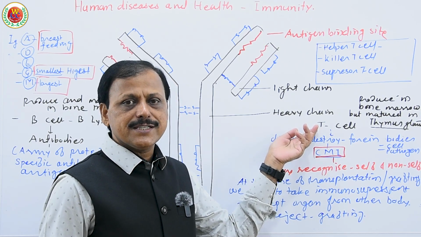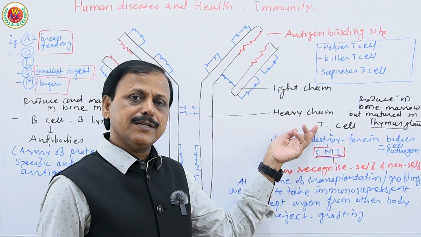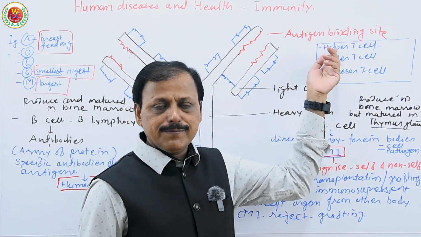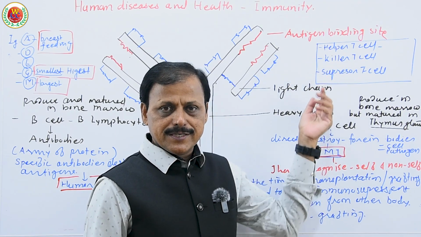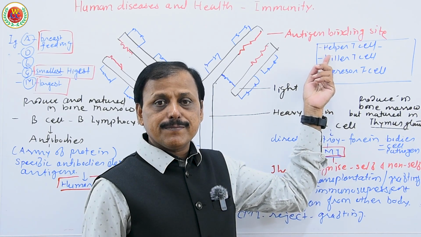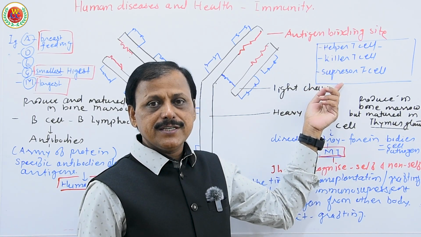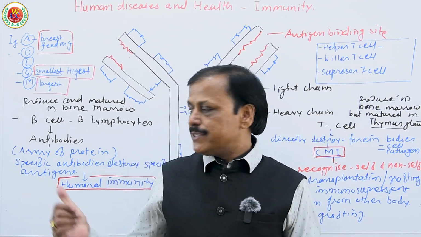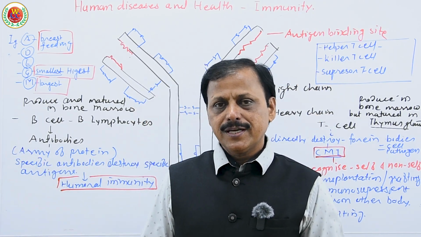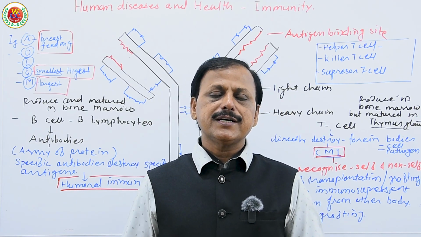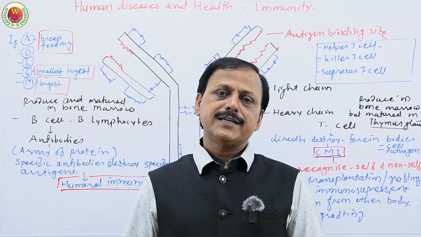Also I told you T cells are produced in bone marrow but mature in the thymus gland. There are three types: helper T cell, killer T cell, suppressor T cell. These are the T lymphocytes. Suppressor T cells suppress autoimmunity, killer T cells kill pathogens, and helper T cells help B cells to produce antibodies. And here we complete this topic of immunity under the heading human health and diseases.